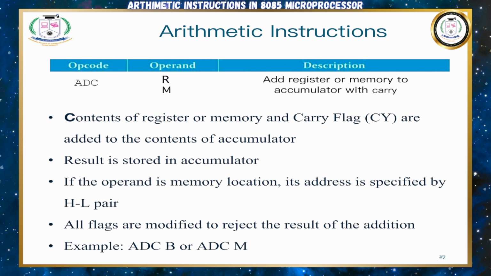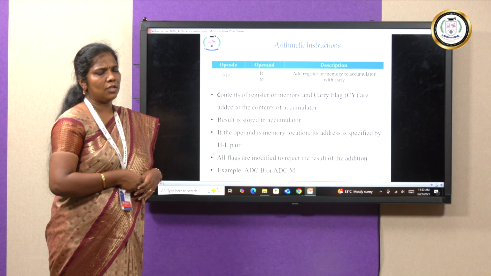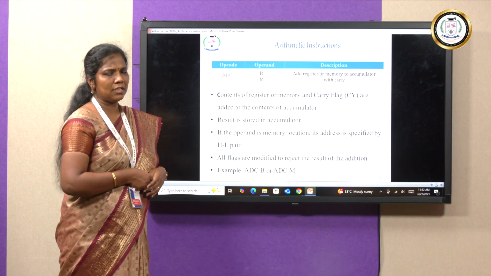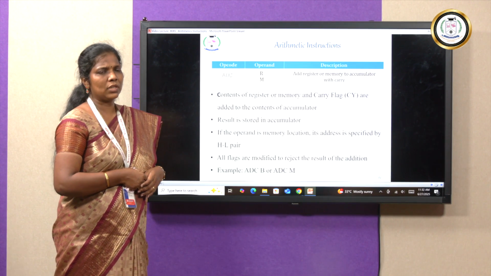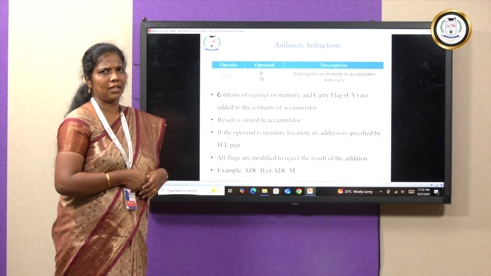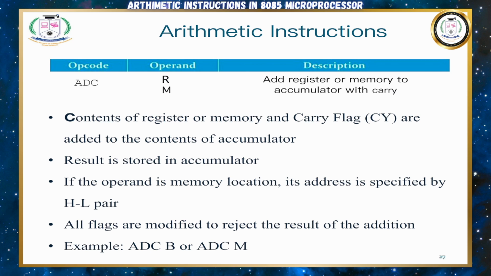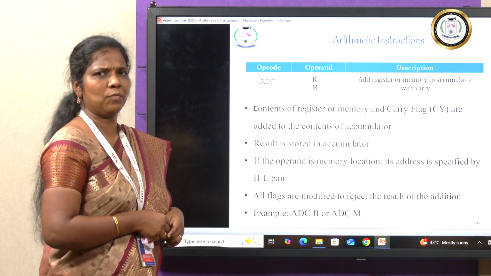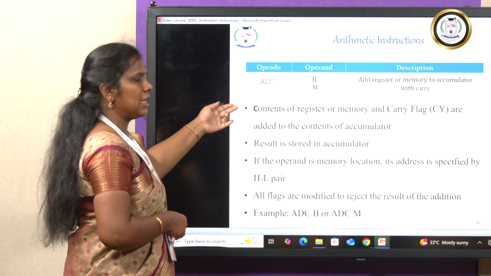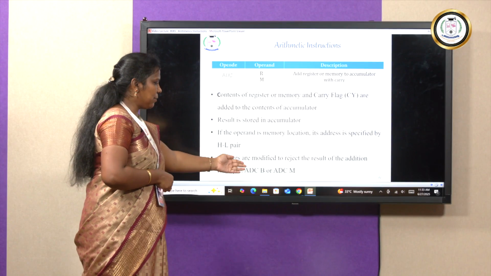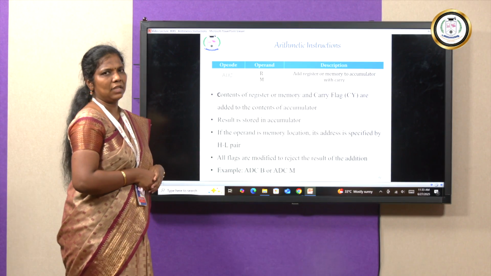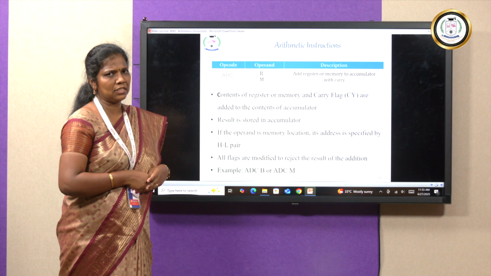Next we will see about ADC R. ADC stands for add with carry. So add with carry register. The content of the register is added with the content of the accumulator along with the carry, and the result is stored in the accumulator. Similarly, ADC M, the content of the memory along with the carry is being added with the content of the accumulator, and the result is stored in the accumulator. That is what is ADC R and ADC M. The example is ADC B or ADC M. The flags are again being altered in this instruction also.